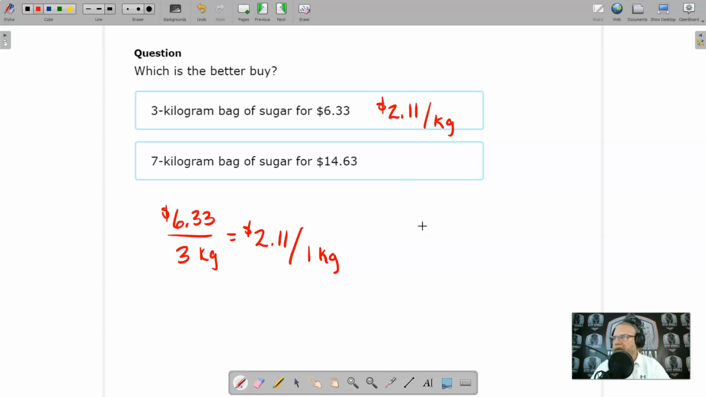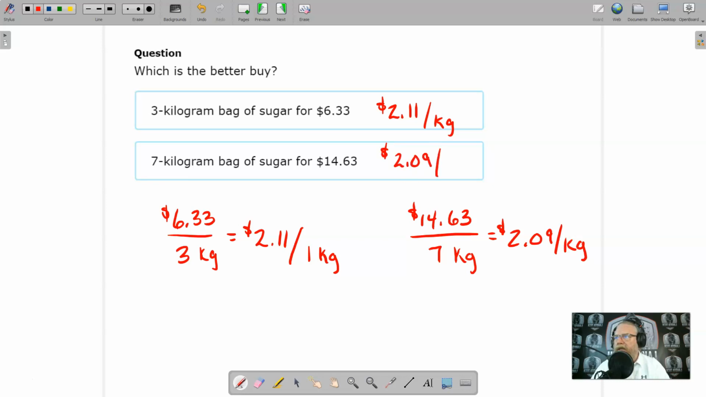Then for the next one, let's do $14.63. And that is for 7 kilograms. So let's go ahead and divide 14.63 by 7, and we come up with $2.09 per kilogram. And it wants to know which one's the better buy, that is to say which one is the lowest cost. So it would be our second selection.